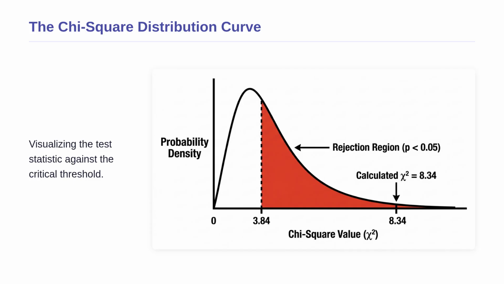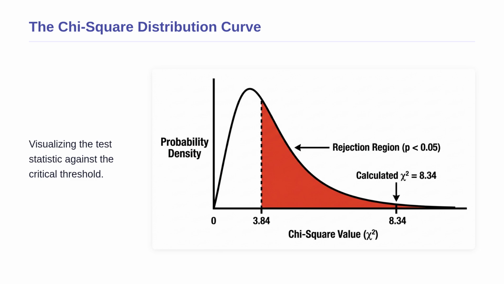To truly understand what that final number means, let us look at the chi-square distribution curve. The horizontal axis represents the possible chi-square values, and the vertical axis shows the probability of getting that value by pure random chance. Notice the vertical dashed line at 3.84? This is our critical threshold for 1 degree of freedom.